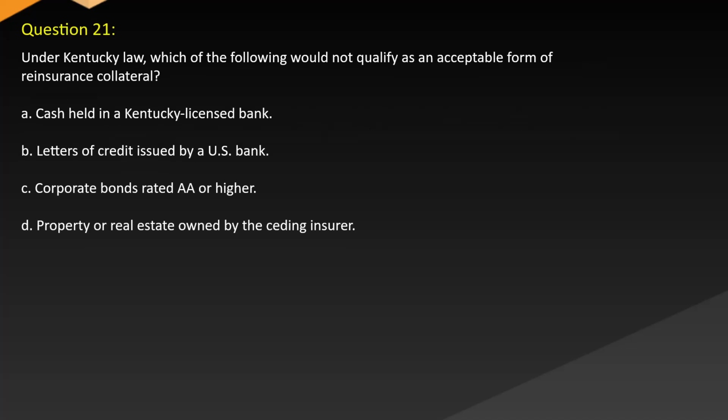Question 21. Under Kentucky law, which of the following would not qualify as an acceptable form of reinsurance collateral? A. Cash held in a Kentucky licensed bank. B. Letters of credit issued by a U.S. bank. C. Corporate bonds rated A or higher. D. Property or real estate owned by the ceding insurer.